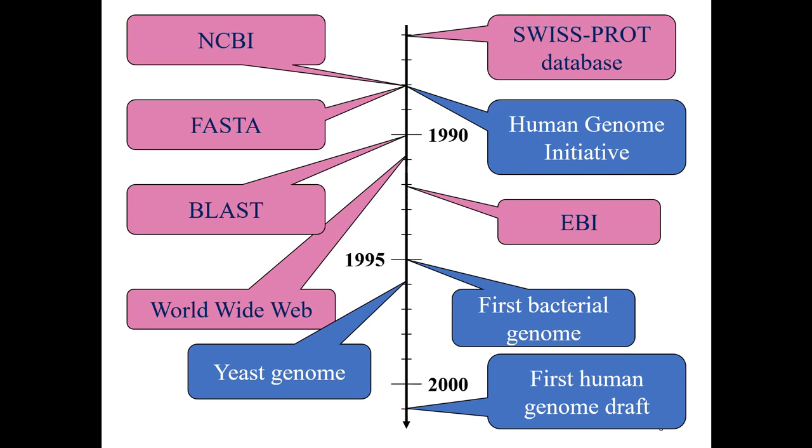Then a tool similar to FASTA was developed by Stephen Altschul. The name of the tool is BLAST, Basic Local Alignment Search Tool. Then in 1991, the World Wide Web, that is the Internet, was established. In 1992, EBI, the European Bioinformatics Institute, was established.